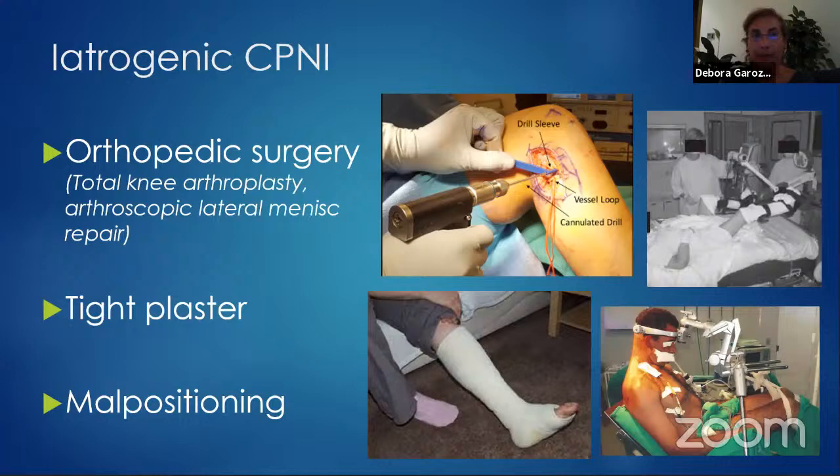Thomas already spoke about iatrogenic injuries, and I would like to briefly remind that procedures like, for instance, total knee arthroplasty or arthroscopic lateral meniscal repair are described in the literature to be associated with the occurrence of an iatrogenic foot drop. Yet we can also have patients that will present such an event after they have been put in a very tight plaster, giving compression of the common peroneal nerve at the fibular head. And we should not forget malpositioning related to positioning in the OT, and also in patients that have been bedridden for a very long term.